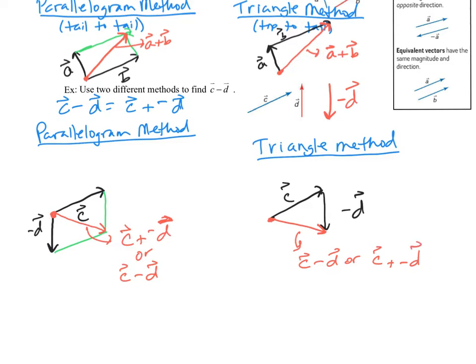Now, one thing I want to point out, and I meant to do this in the last example, is that it doesn't matter whether you use the parallelogram method or the triangle method. You'll notice that our resultant vector should look the same no matter which method you use, okay?